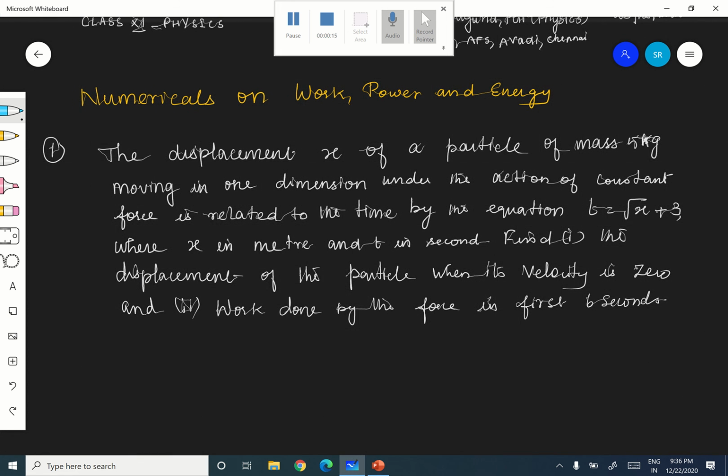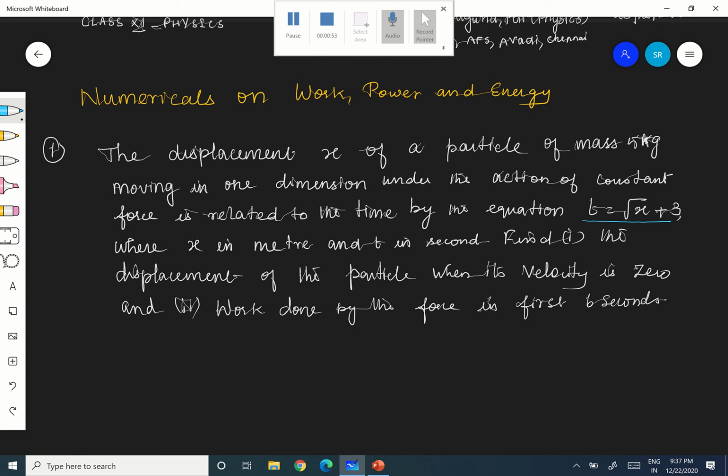See the displacement, first problem. The displacement x of a particle of mass 5 kg moving in one dimension under the action of a constant force is related to the time by the equation t = √x + 3, where x is in meters and t in seconds. Find: number 1, the displacement of the particle when the velocity is 0. Next, the work done by the force in the first 6 seconds.